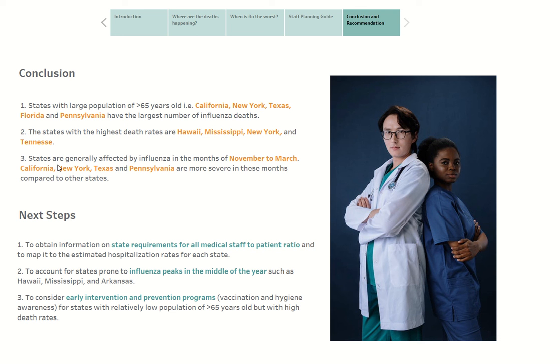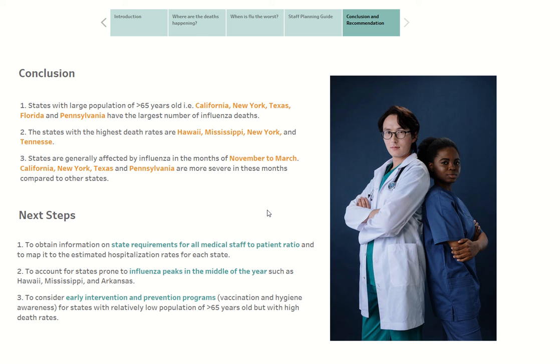And lastly, the states are generally affected by the influenza season, which is in the month of November to March. And states like California, New York, Texas, and Pennsylvania are more severe in these months compared to other states. As for the next steps, there are 3 things that we can do in order to conduct state-by-state analysis to refine and personalize the monthly staff planning.